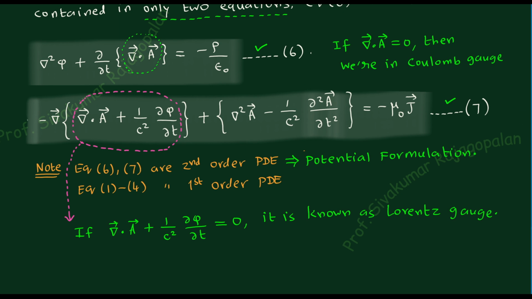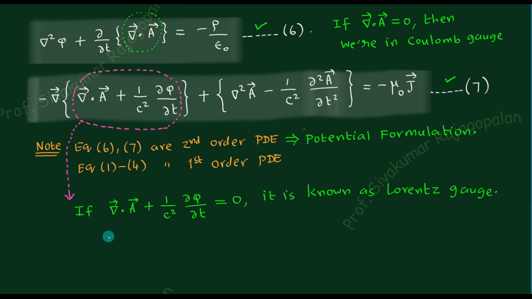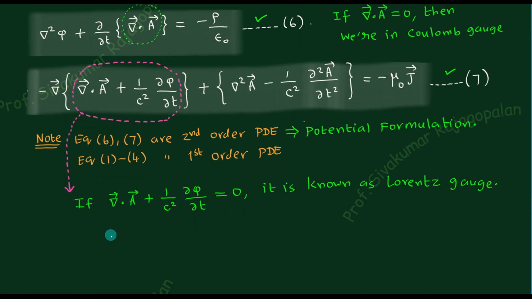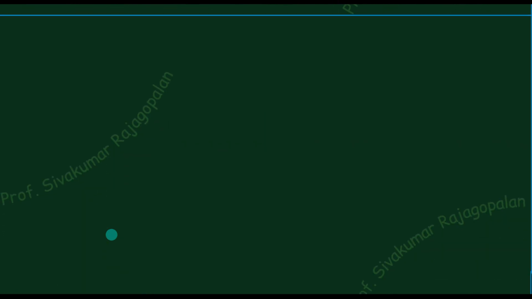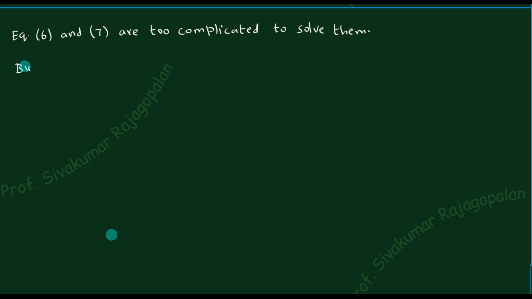So equations 6 and 7, whatever I explained, let me write down. I put a line here. So almost everything is over. Now we would like to make this particular statement about the gauge. Equations 6 and 7 appear too complicated to solve. So why are we worrying about the complication? It is that we don't have a solution method. That's the reason. But now the idea is that if we can use the Lorentz gauge, then we are happy.